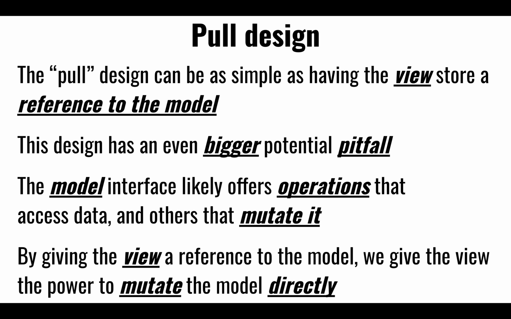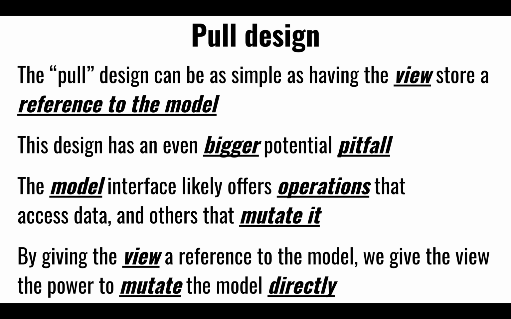There are a lot of pitfalls for the view to have any access to the model. Because the interface that the model implements might have not only getters, but a whole bunch of mutators, right? A whole bunch of setters, or add, or remove, or all sorts of methods implemented in the model that might mutate that model. And there are a lot of reasons why we don't want to give the view direct access.